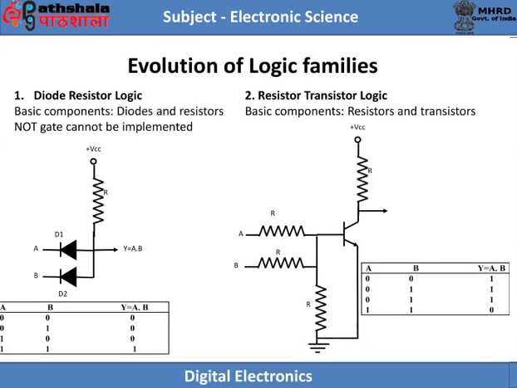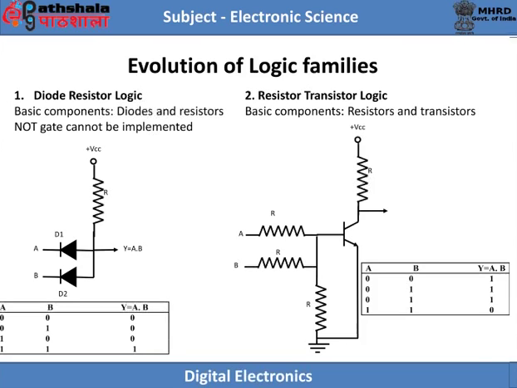In this logic circuit, diodes D1 and D2 and resistor R are fabricated in a single IC. A and B are inputs and Y is the output of the circuit. If A equal to 0 and B equal to 0, that is logic 0 and logic 0, then both diodes D1 and D2 are forward biased and output Y is equal to 0 volt, that is logic 0.